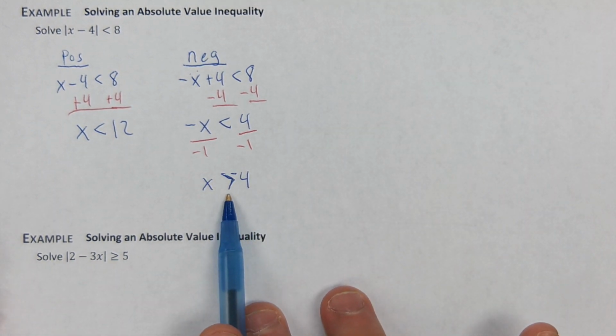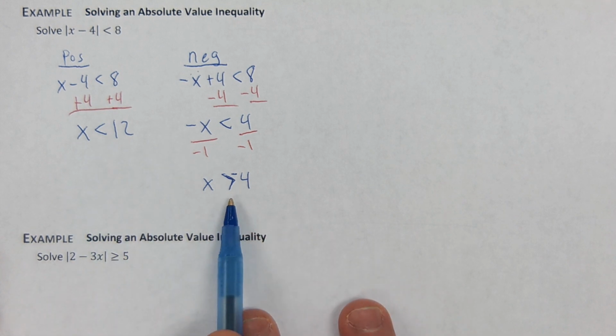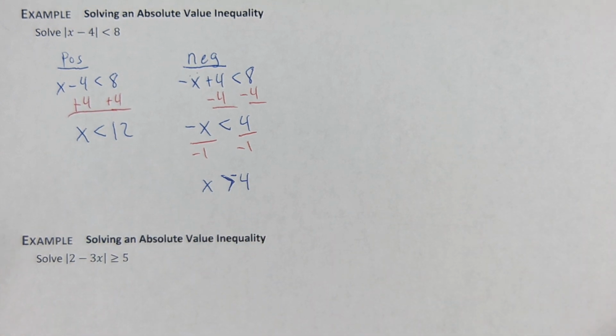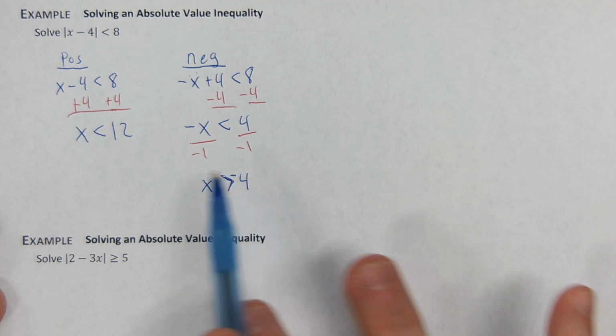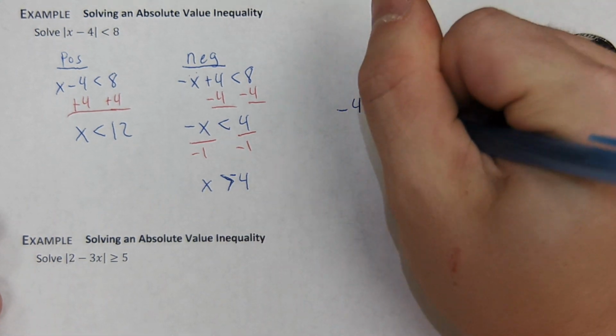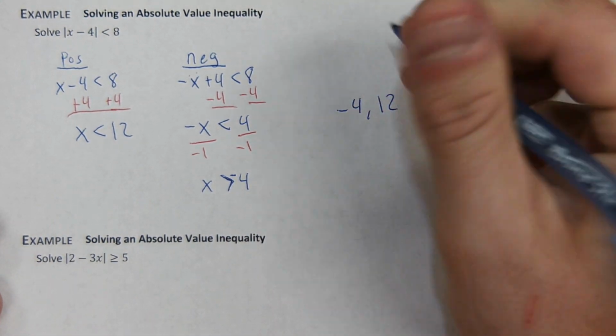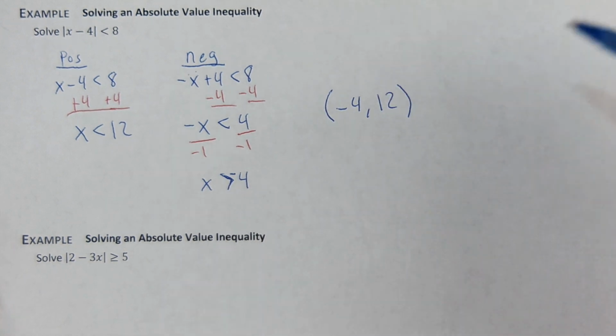Since I do not have equal to bars, I will not use brackets. My interval notation will be parentheses only, where -4 and 12 are the boundaries of the answers, but they are not included in the answer set. Those are your answers: every number between -4 and 12, not including -4 or 12. And there it is. Does it look like a coordinate? Yeah, it does. But because you're solving for x, you know it's not a coordinate.